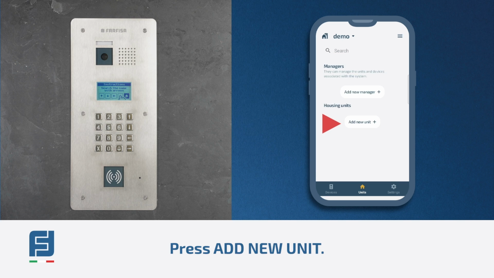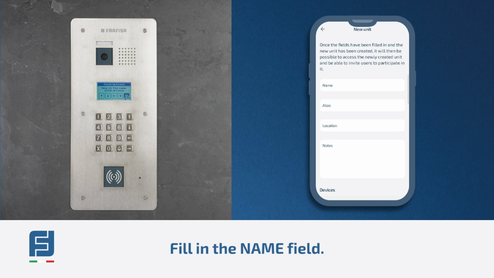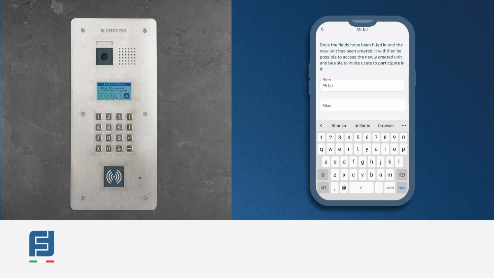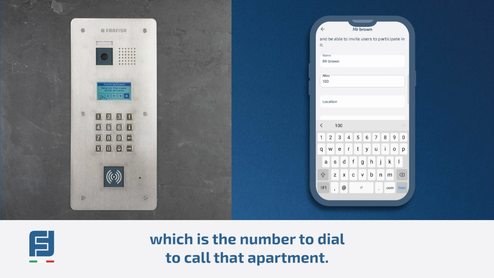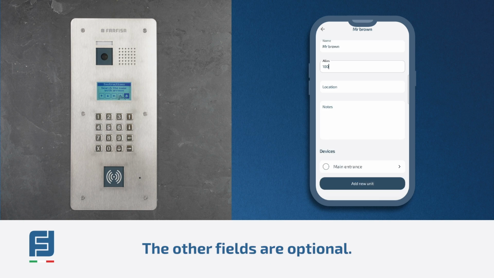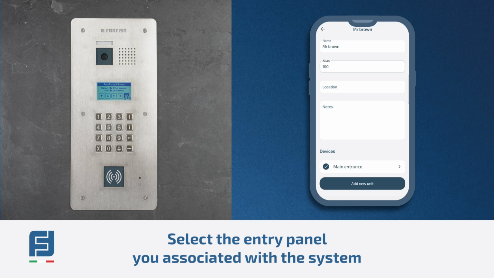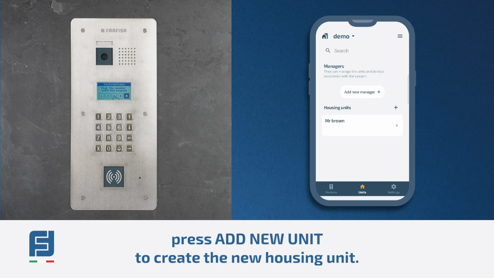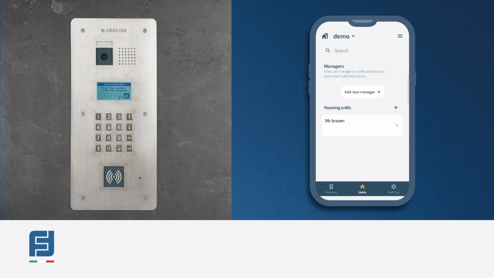Press Add New Unit. Fill in the name field. This will be displayed in the keypad directory. Complete the alias, which is the number to dial to call that apartment. The other fields are optional. Select the entry panel you associated with the system. Press Add New Unit to create the new housing unit.